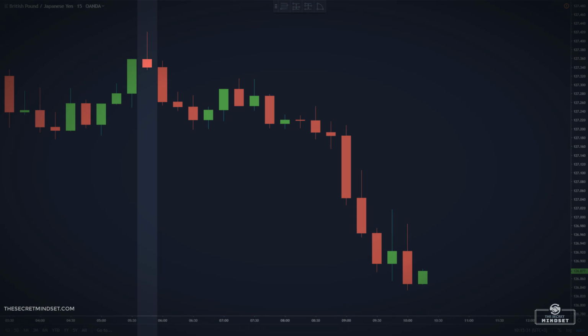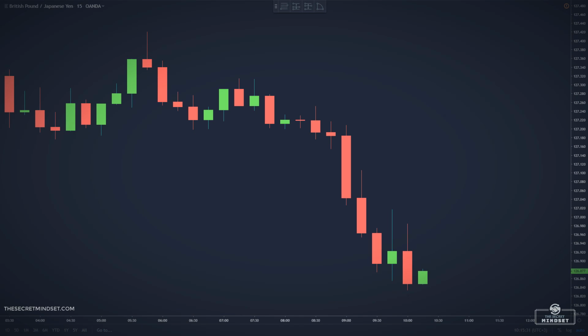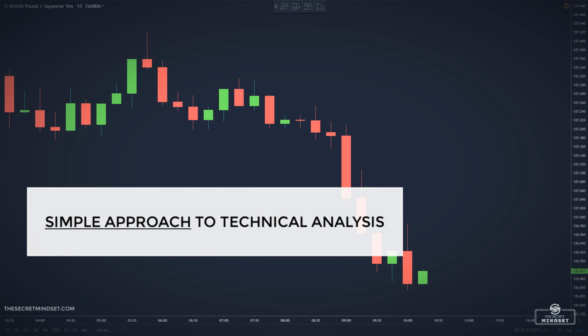The pin bar is without a doubt one of the most powerful and reliable price action trading signals that can be traded across many different markets and time frames. The beauty of using a pin bar is that they form often and they appear on all time frames, showing a simple approach to technical analysis.